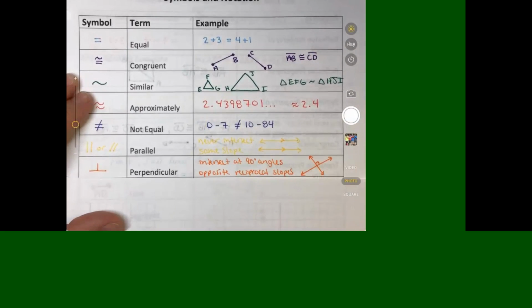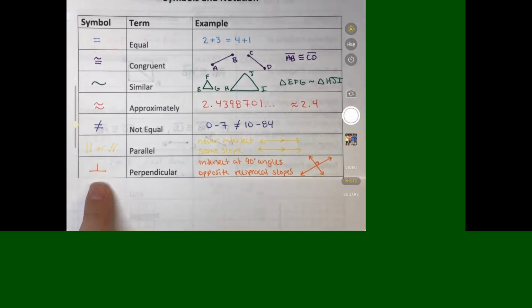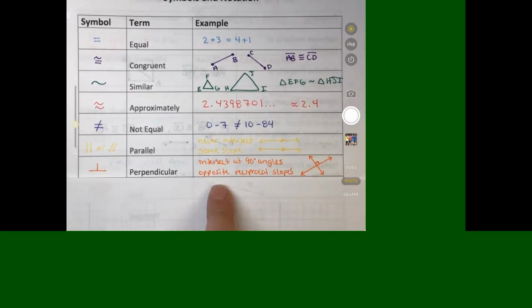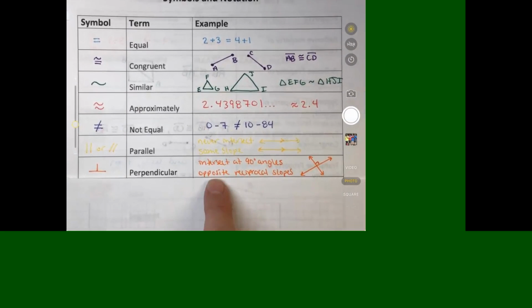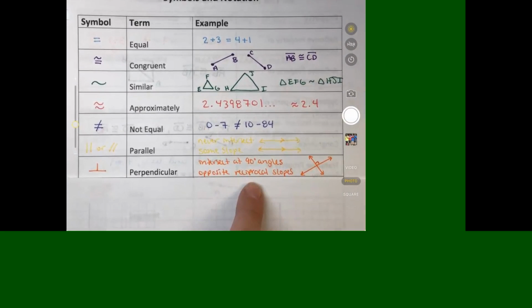Perpendicular, here's the symbol for perpendicular. It looks like an upside down T, right? It means that we're going to intersect at 90-degree angles and that we have opposite reciprocal slopes. So not just opposite in sign, but also fractions flipped upside down. That's where the reciprocal part comes from with their slopes.